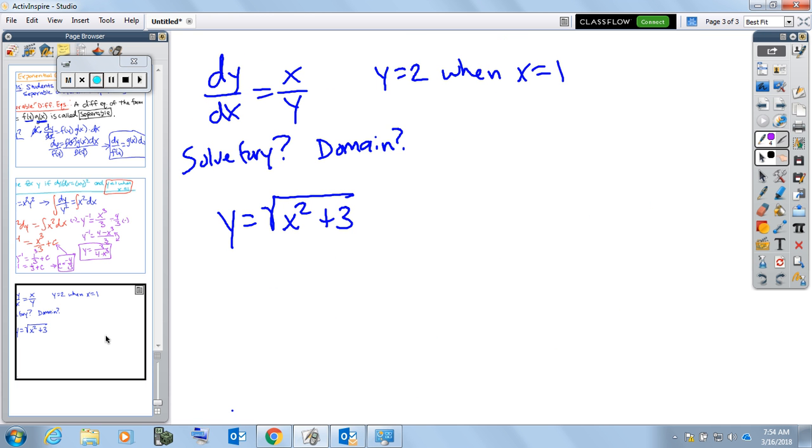So, speaking of which, give this one a shot. You've got dy/dx equals x over y. The initial value is y equals 2 when x equals 1. I want you to solve for y and find out what the possible domain is going to be, if there are going to be issues with the domain here. Alright, so give it a shot. And your answer is down here as well, guys. This is your final result, so make sure that you give that one a shot.